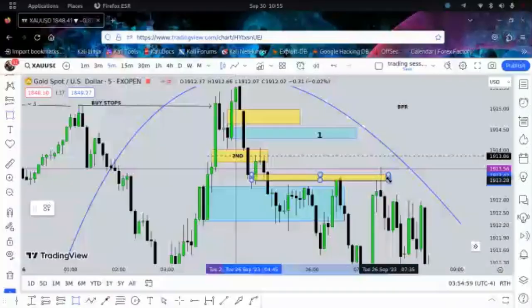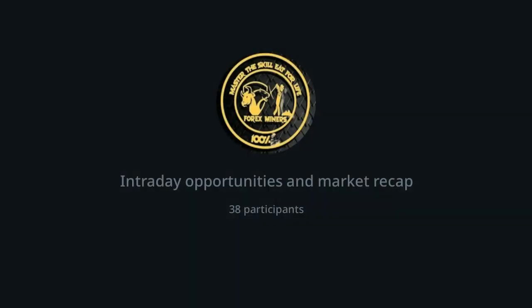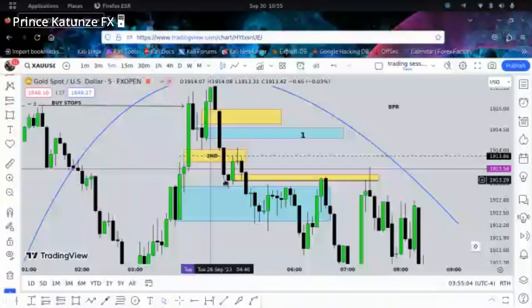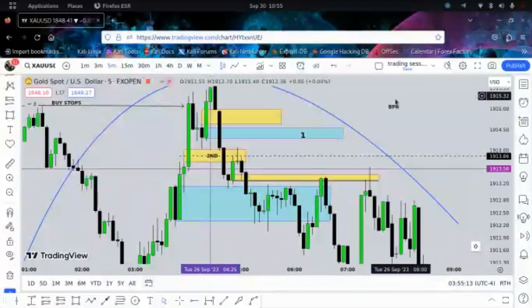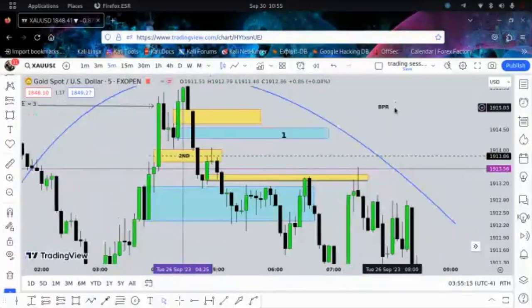You see this zone? What do we have? We have a bearish order block. We are going to label it. A bearish order block, you label it.